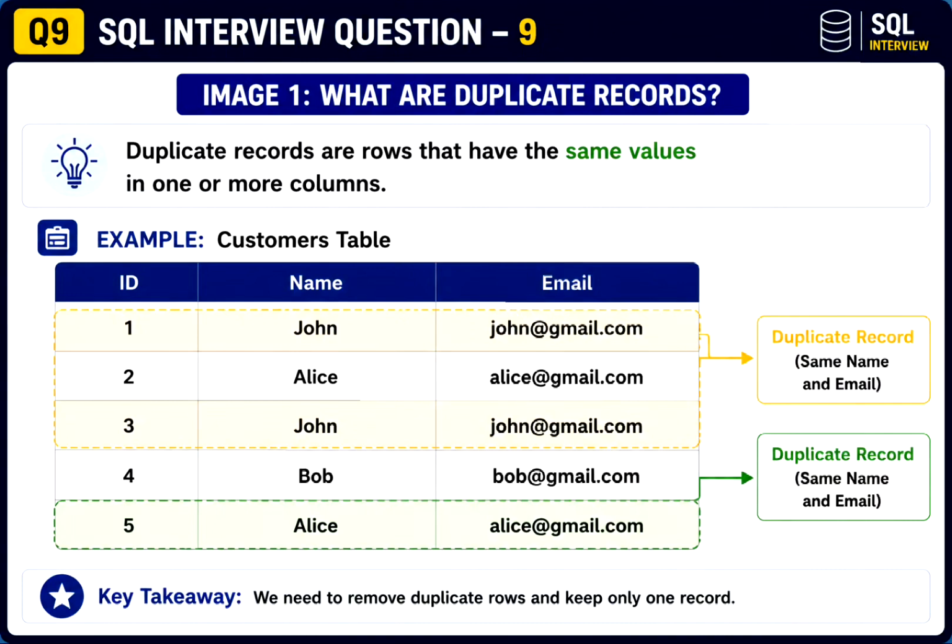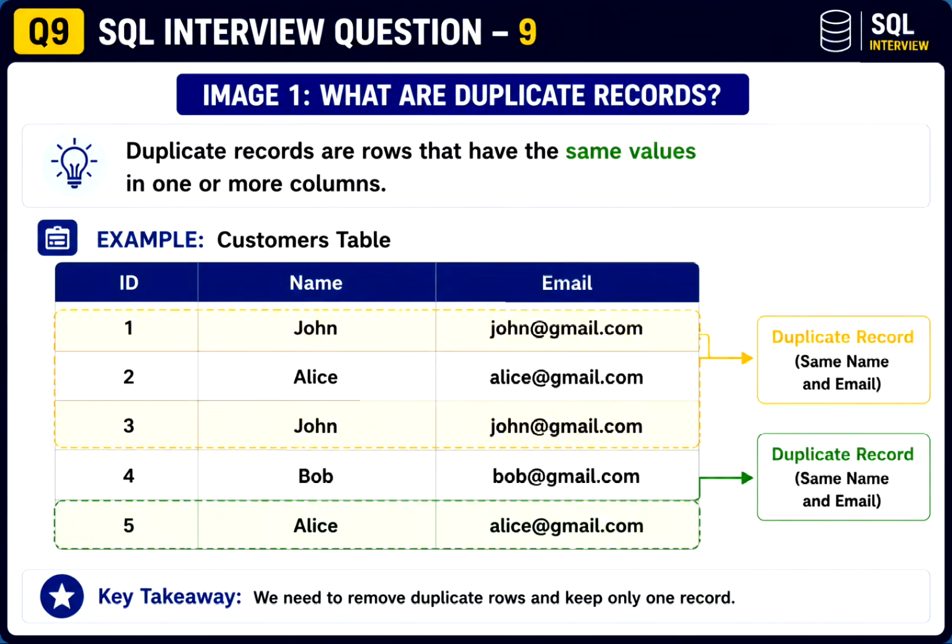So, the first thing: what are duplicate records? First, let's understand duplicate records. In our customer table, if you look at rows 1 and 3, these two rows have the same name and email. Similarly, rows 2 and 5 are also duplicate records. So a duplicate record means the same business data exists multiple times.